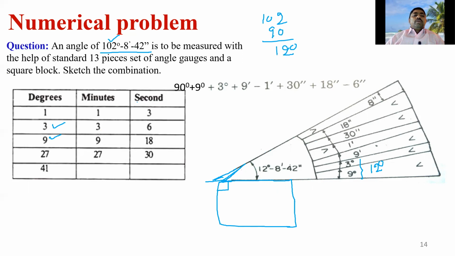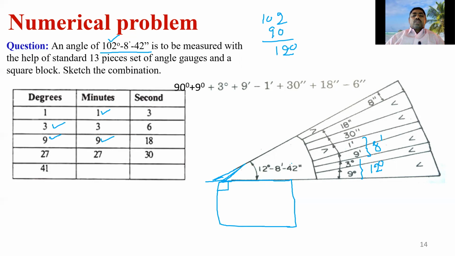And an 8 minute angle gauge is required. There is no 8 minute angle gauge. So for that we have to use the 9 minute angle gauge and the 1 minute angle gauge. You have to subtract the 1 minute angle gauge from the 9 minute. Here you will get 8 minutes.